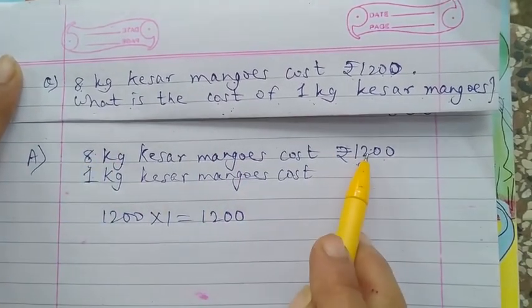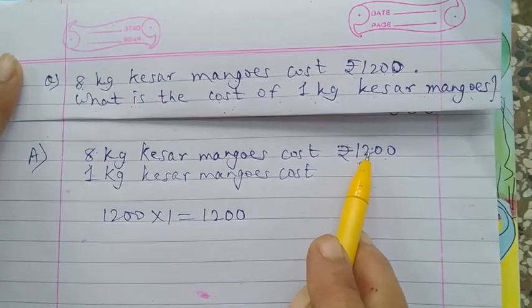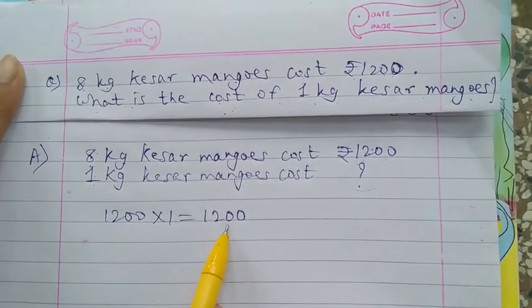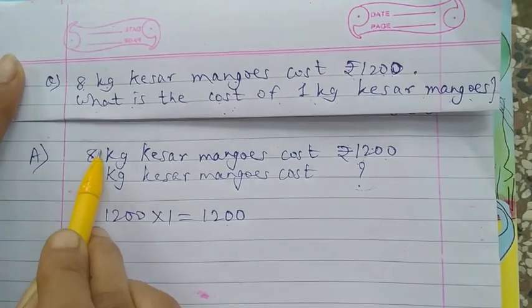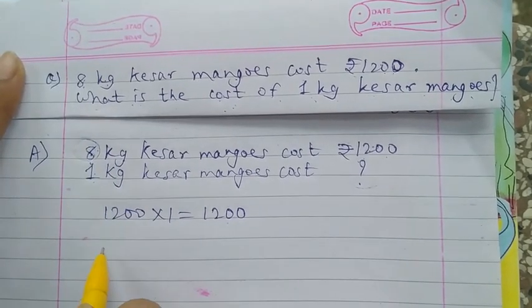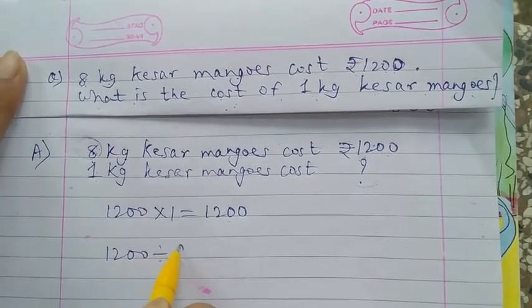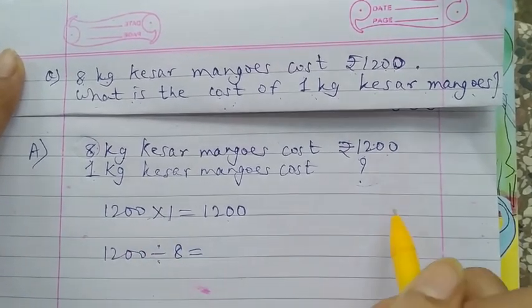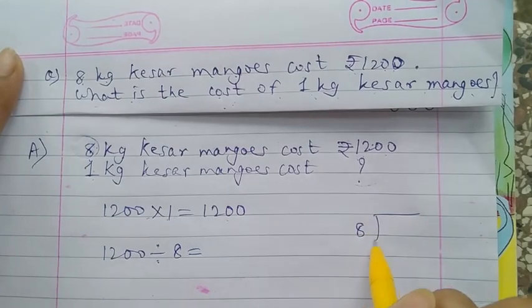Now out of these 3 numbers, which number is left? Now 1 and 1200 already I have used here. Now 8 is left. So I will divide 1200 by 8. Cross multiply and divide. So I will divide and show you here.